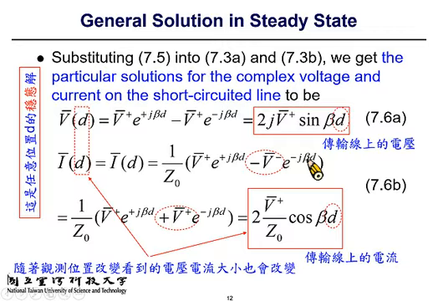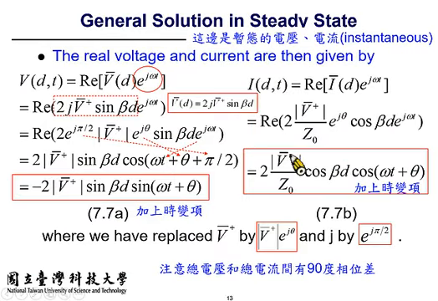And similarly, the current signal can be combined as a cosine function of cosine beta d. As the result suggests, they are both functions of distance. However, you know that there is a 90 degree phase difference, because one is a sine function and the other is a cosine function.